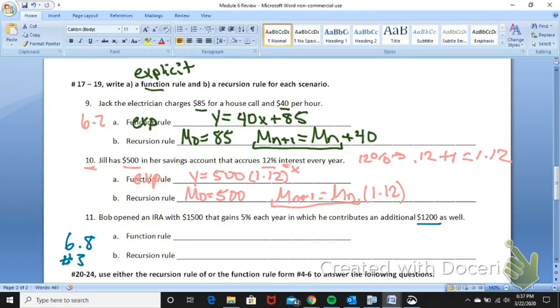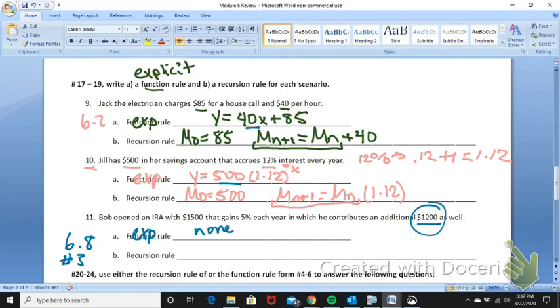So our function rule, that's going to be the explicit, but if you remember, we can't make an explicit rule out of this because we add on this constant of 1,200. That's going to constantly change this little number out front in all of these. So that's going to mess a lot of the stuff up that we do. So in this case, there is not an explicit rule. If we look at our recursion, that's the only one that's going to work for this situation because of this 1,200 that gets added on each time.